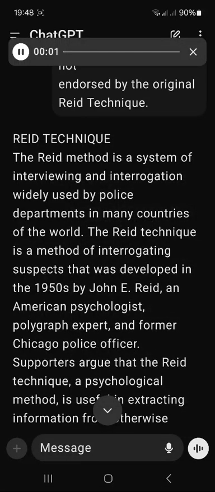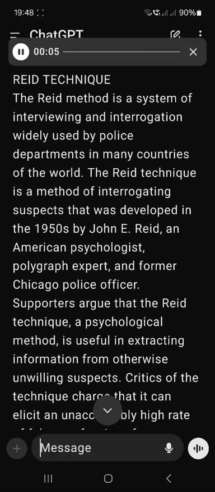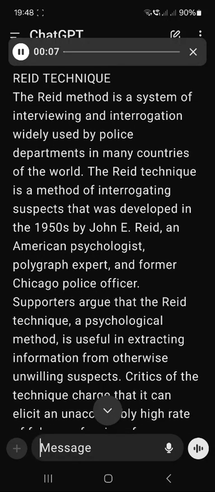Reid technique. The Reid method is a system of interviewing and interrogation widely used by police departments in many countries of the world. The Reid technique is a method of interrogating suspects that was developed in the 1950s by John E. Reid, an American psychologist, polygraph expert, and former Chicago police officer.